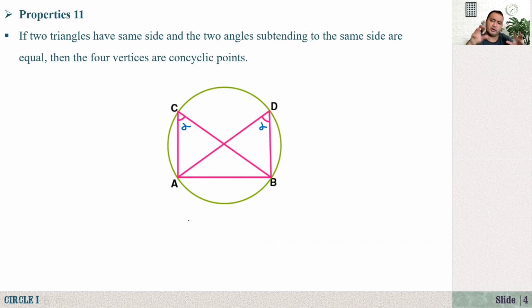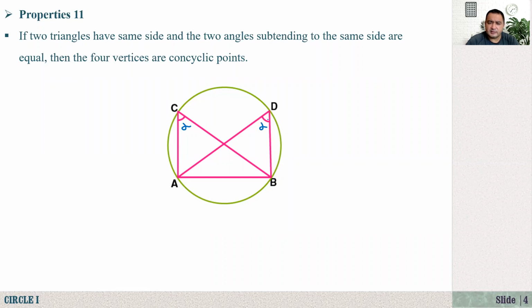Simply, we are talking about two triangles, and one angle is the same, they are equal, and both angles are subtended by the one common side, AB. Then these points A, B, C, D form cyclic points, which means that we can draw a circle that passes through all these points. Why is it so? Suppose that the vertex D is not lying on the circle.